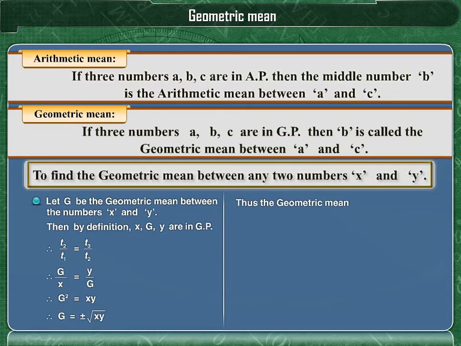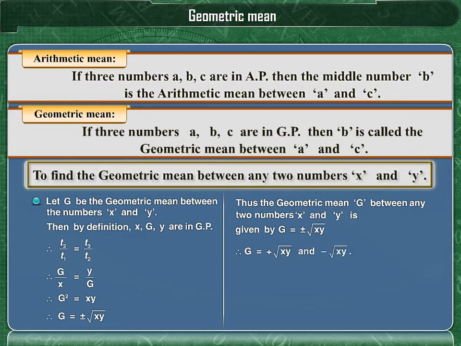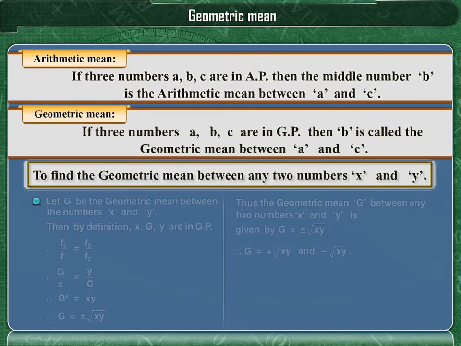Thus, the geometric mean g between any two numbers x and y is given by g is plus minus square root of xy. This means there are two values for geometric mean of any two numbers, that is plus square root of xy and minus square root of xy.